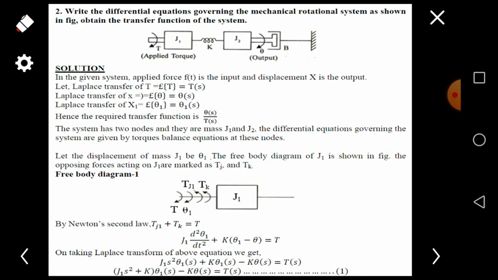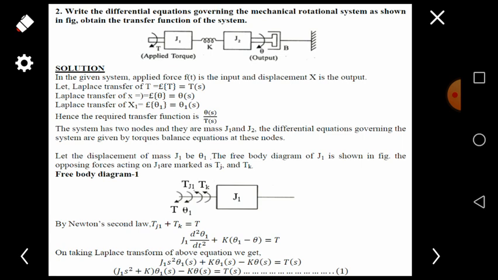Okay. By Newton's second law, the opposing torques equal the applied torque, that is Tj1 plus Tk equal T. We know that the applied torque here is denoted as T on mass 1. Then the inertia torque we mention as Tj1, and the spring torque will be mentioned as Tk.